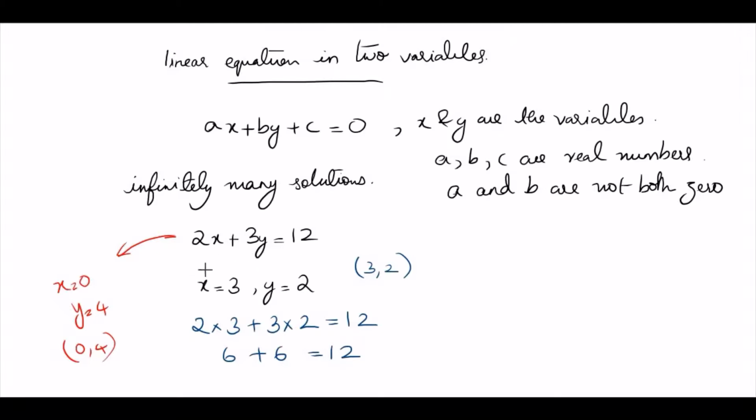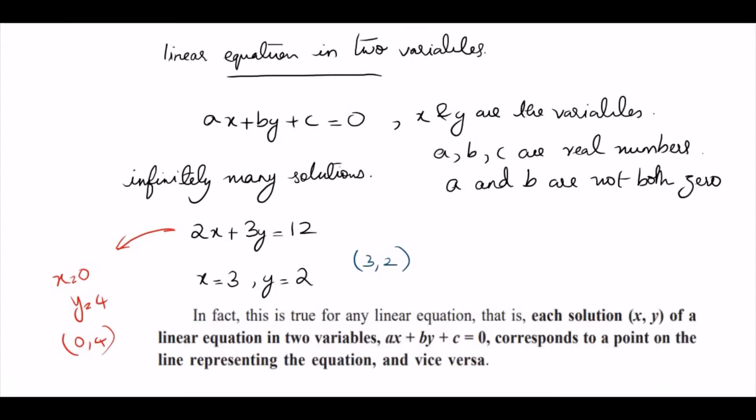Likewise, you will have infinitely many solutions, and all these solutions will lie on the line representing the linear equation in a graph. Each solution (x, y) of a linear equation in two variables ax plus by plus c equal to 0 corresponds to a point on the line representing the equation and vice versa. That is, all the solutions will lie on the line representing the linear equation.